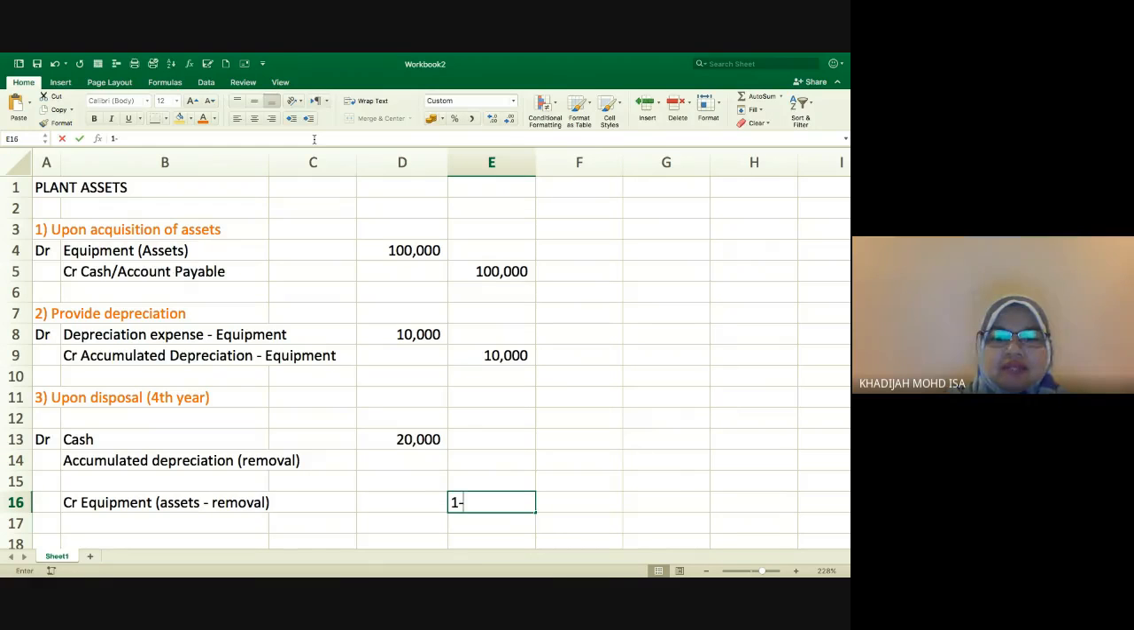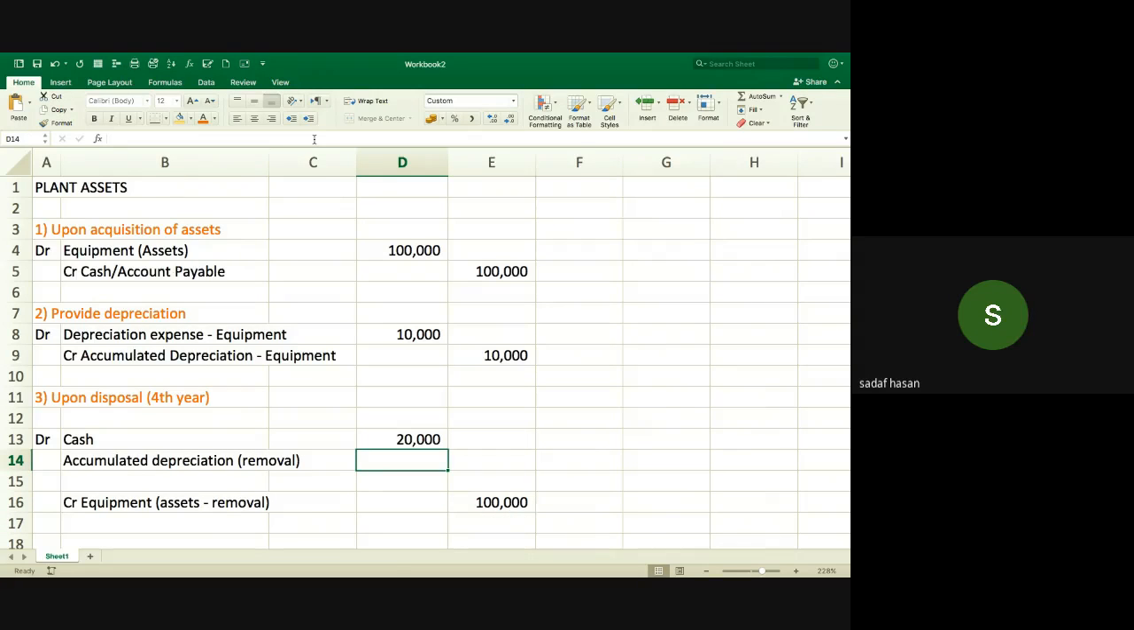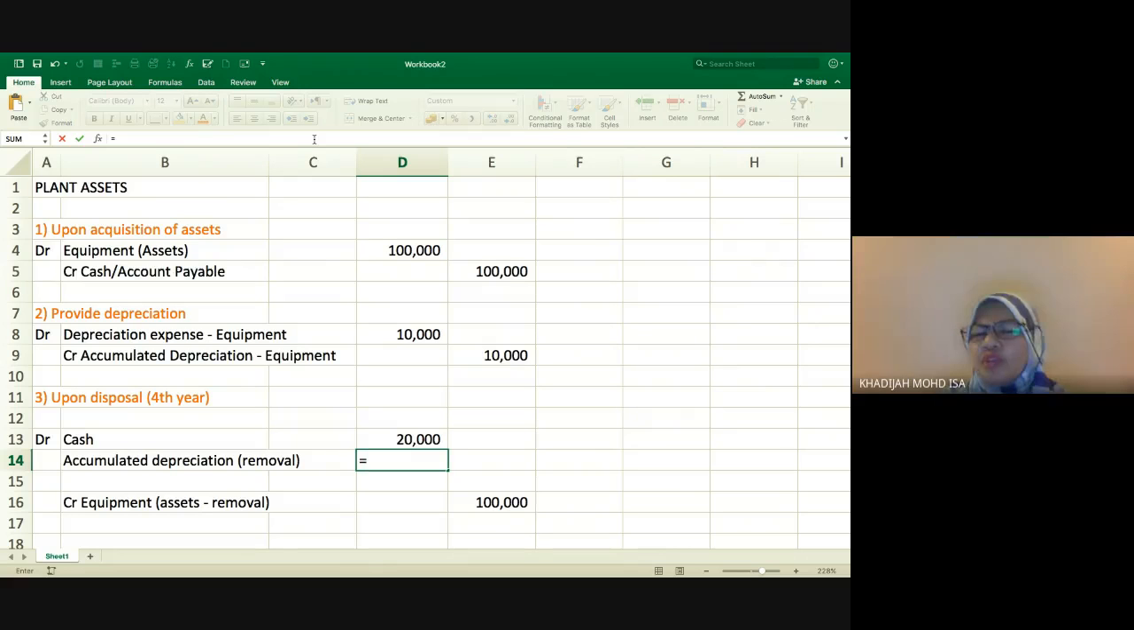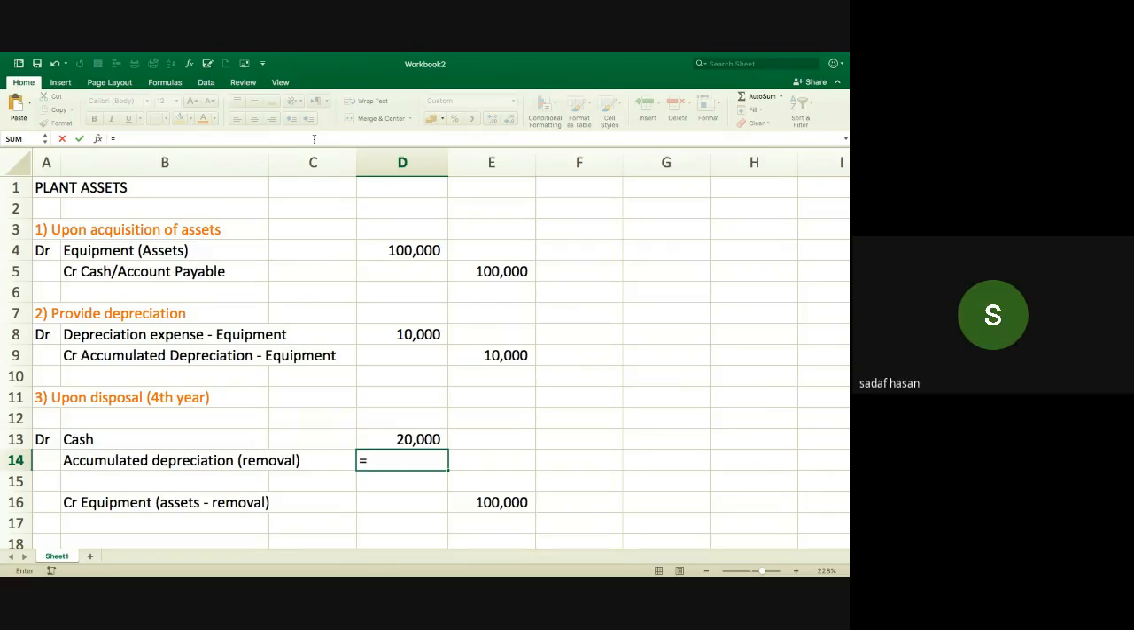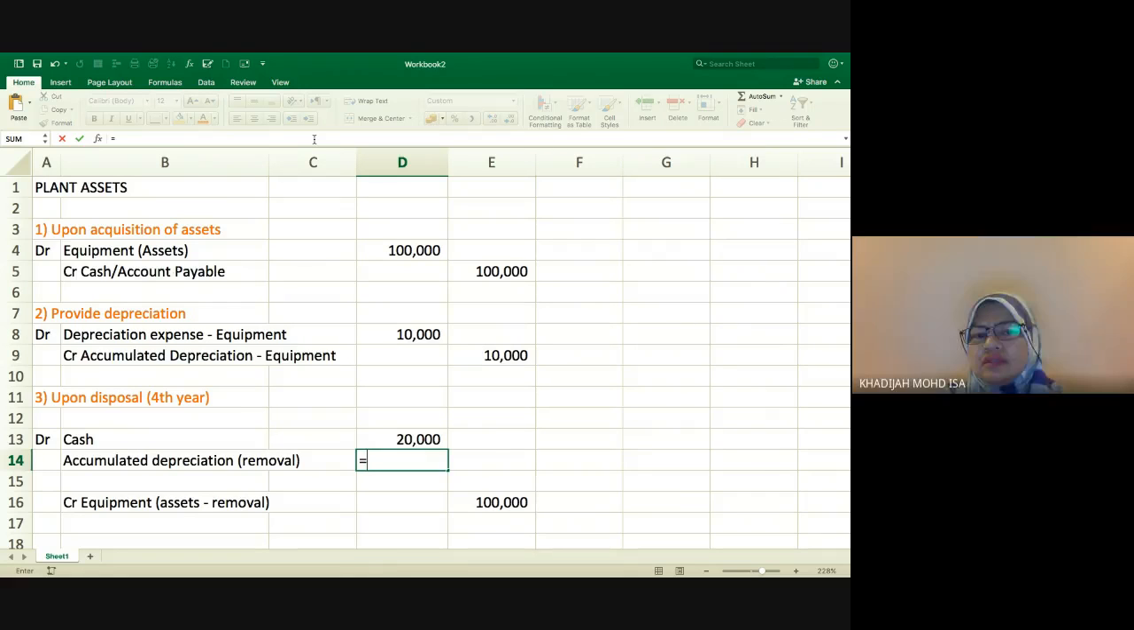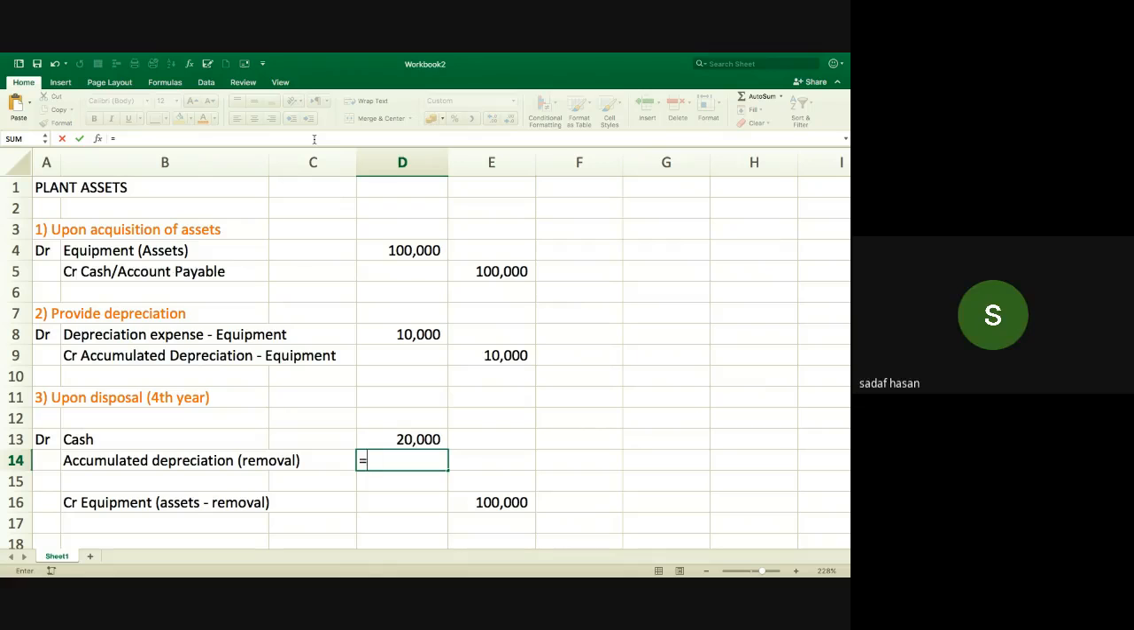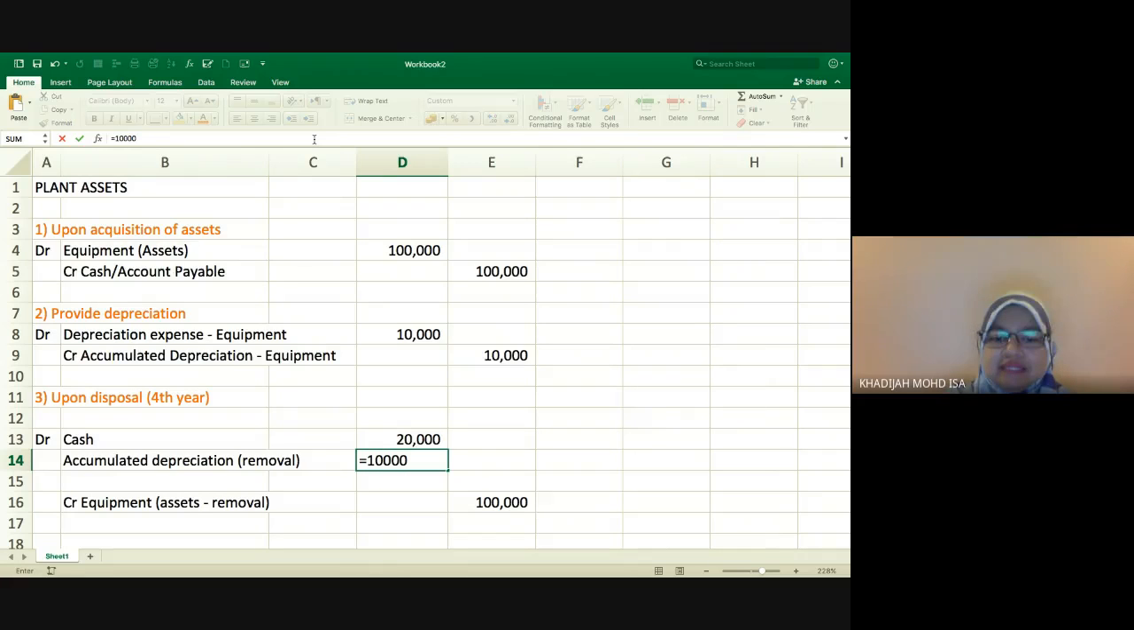100,000. Very clear. How much is the total accumulated depreciation? 80,000. How do you know 80,000? Accumulated over 10 years, right? No, this is the 4th year. Okay, 40,000. Yes, it will be 10,000 per year, times by 4 years.